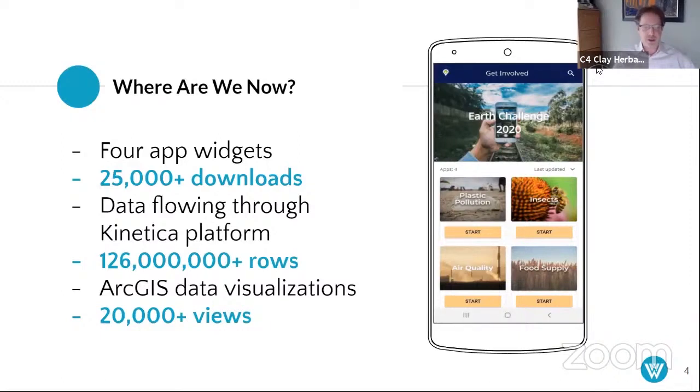Currently, we have over 25,000 downloads. We're processing over 126 million rows in our data platform, which is Kinetica, which is a GPU-based data analytics platform. It really can process data extremely quickly. So things that were taking us months to do are now taking hours to do. So it's a really powerful platform that we've implemented. And then we push all our data into ArcGIS Online, and we're able to visualize our data. And I'll show you an example of that.